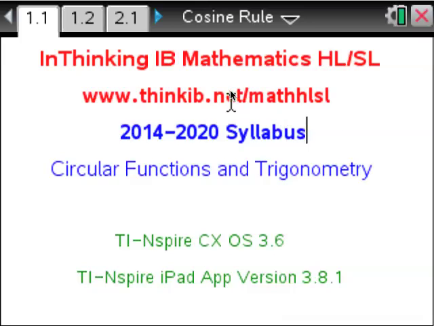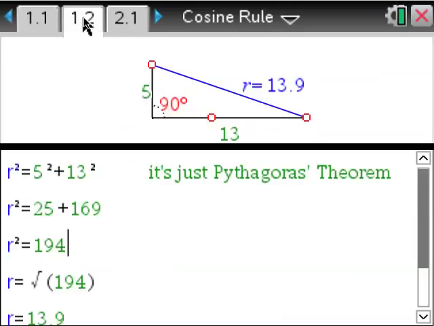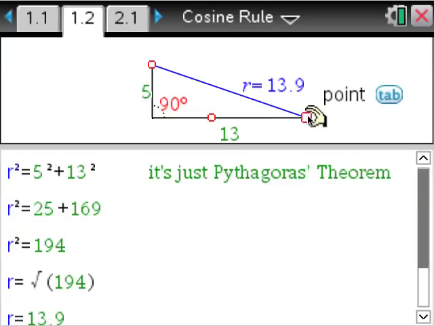This document links to the circular functions and trigonometry topic of the IB Maths syllabus, and it looks at the cosine rule, or the law of cosines. Here we have a right angled triangle, and we can control various different things about it. At the moment it's right angled, and an angle of 90 therefore means if you wanted to work out the length r, you could do it by normal Pythagoras' theorem.